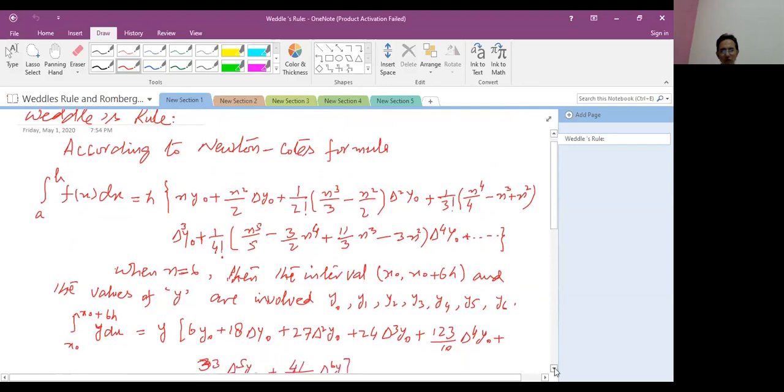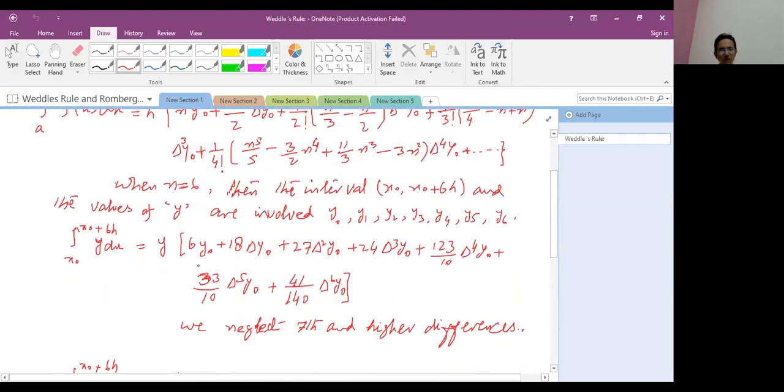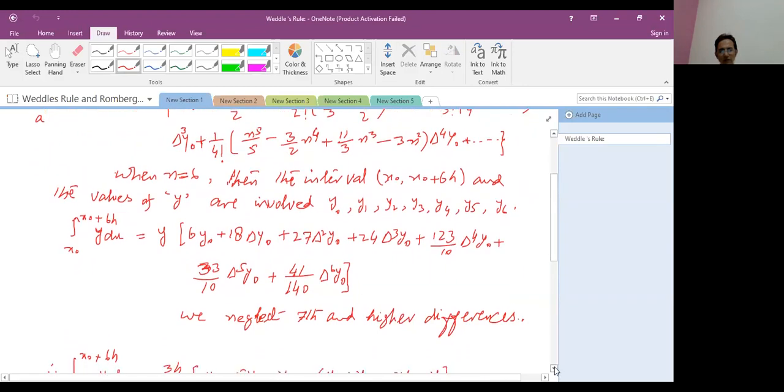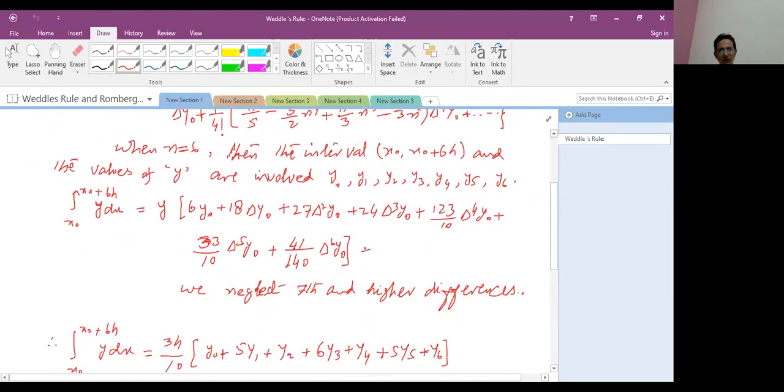with the help of the Newton-Cotes formula. It will be derived, and we neglect the seventh and higher differences. It means del raised to the power 7 y naught and del raised to the power 8 y naught. These are the higher powers we neglect here. It means we consider them as 0. So in the first integral, when we simplify, we get del y naught, del square y naught, del cube y naught, del 4 y naught, del 5 y naught and del 6 y naught.